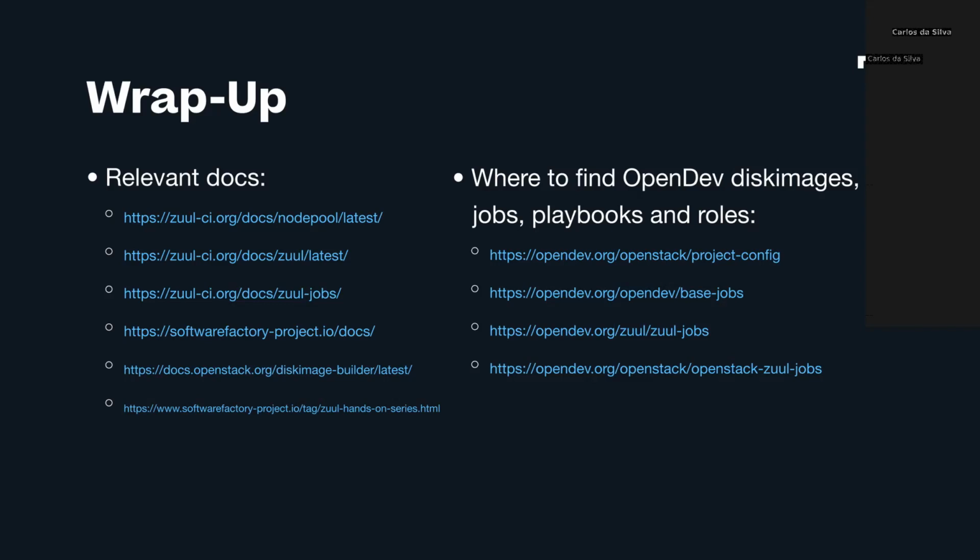So yeah, I'd start by taking a look there. And on the right, you have some of the OpenDev repositories, where you can find useful stuff, like the definitions of the elements or the disk images that they use, the jobs, the playbooks, the roles. Everything is in those repositories, the most relevant stuff at least.